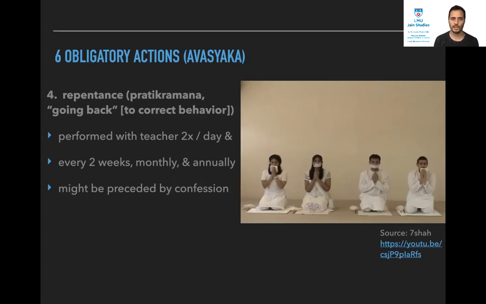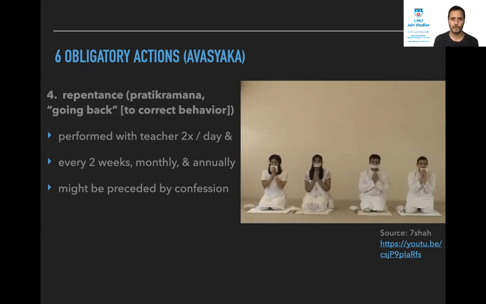The fourth thing is called repentance, pratikramana, or quote unquote going back, and maybe you're returning to correct behavior. You're taking time out each day to reflect on how you have made transgressions against the institutions and the vows of the Jain tradition, especially nonviolence, asking for forgiveness, but then also going back, returning back to that correct behavior that is in line with the Jain tradition, right? So this is like a daily ritual action. Imagine if you do this every single day, what that would do for you, right?